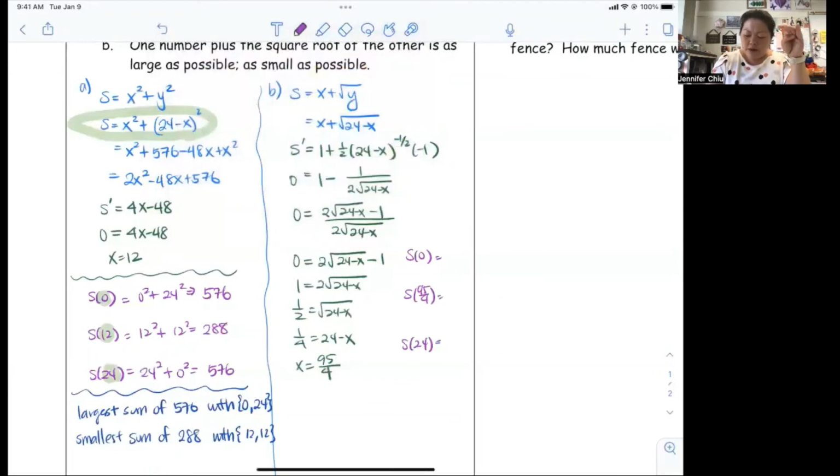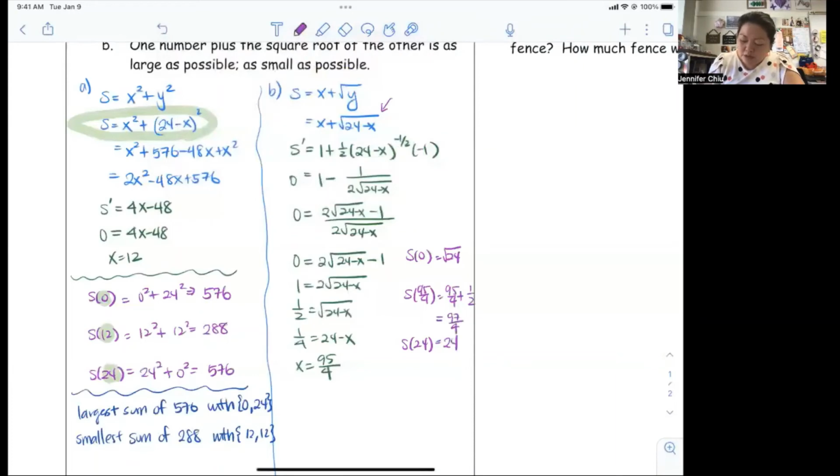I plug in 0 into this equation right here. 0 plus root 24 minus 0, so I get my answer of root 24. Okay, not too bad. If I plug in 24, I get 24 plus root 0, so I get 24 here. So those two are not too bad. 95 over 4, I get 95 over 4 plus the square root of 24 minus 95 over 4, which is 1/4. Square root of 1/4 is 1/2. This will give me 97 over 4.